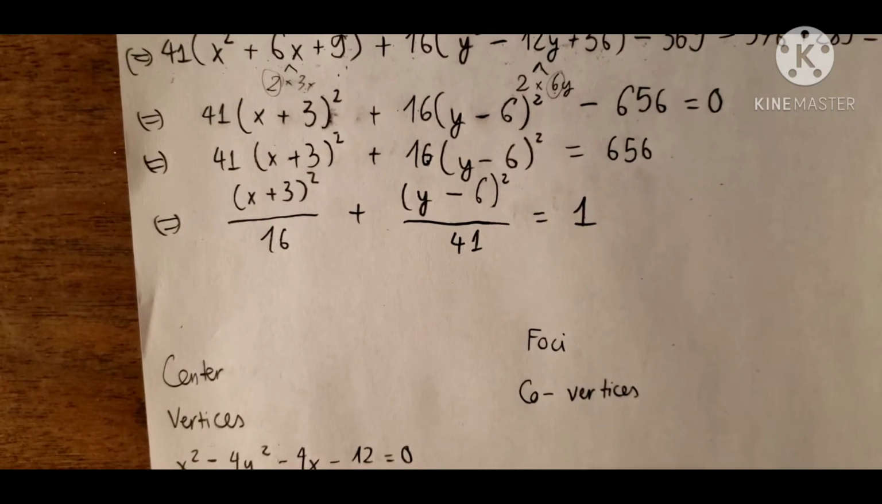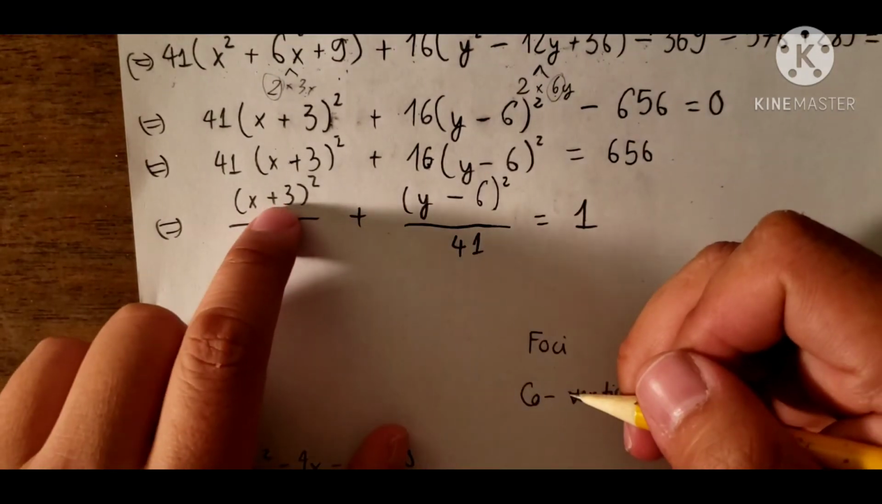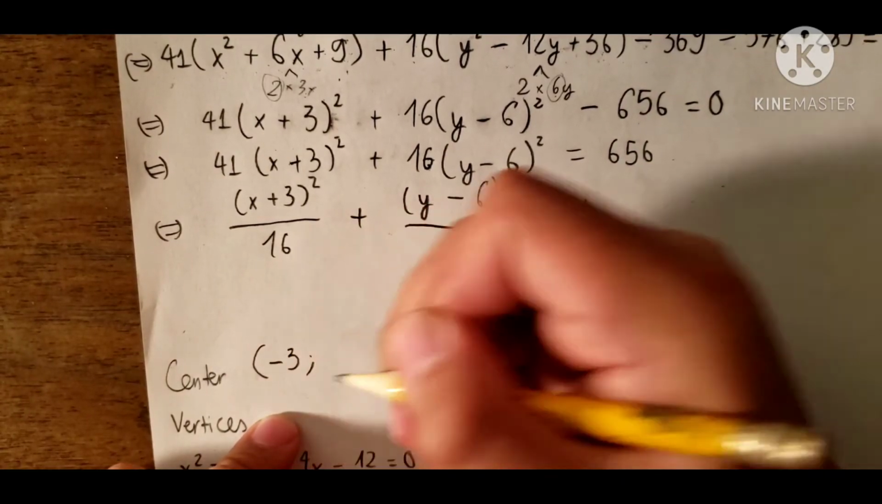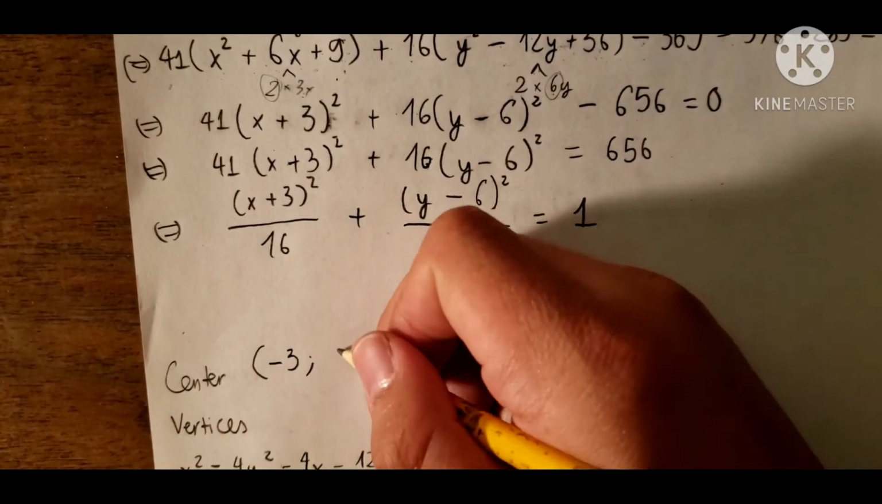So we have the center. The center is plus 3, so on the x this is minus 3. Minus 6 is number 6.